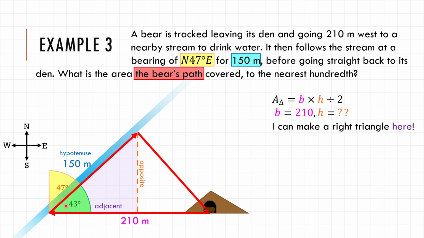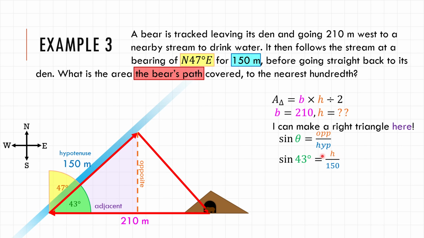Now, because I have the angle in question, I know the hypotenuse. I actually have no idea what the adjacent is, but I'm trying to find the opposite. An angle, the opposite, and the hypotenuse means I need to use the sine ratio. Sine of an angle is equal to opposite over hypotenuse. And the angle in question is 43 degrees. So sine of 43 is h, the height of the triangle, divided by 150, which is the hypotenuse.